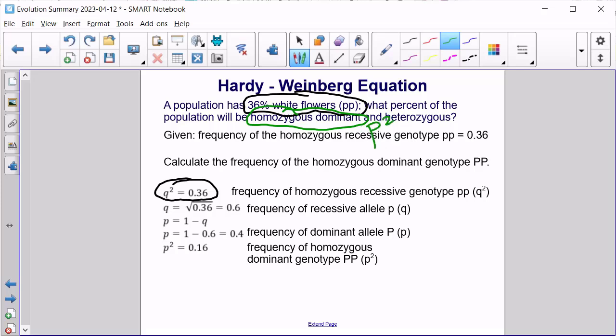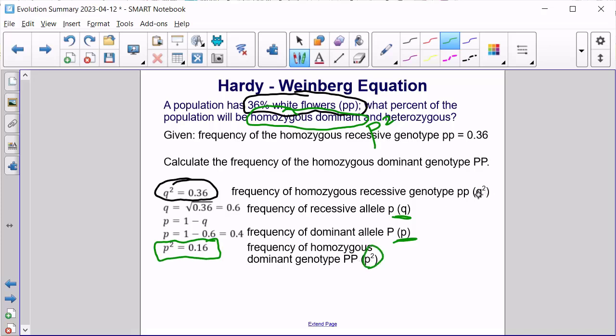So we can take the square root of q squared to get q equal to 0.6. That's the frequency of the recessive allele. Then we can use that second equation and find that p is equal to 1 minus q, or 1 minus 0.6. That gives us 0.4. That's the frequency of the dominant allele. And then if we square that, we get 0.16, which is the frequency of the homozygous dominant genotype, capital P capital P in this case, or p squared.